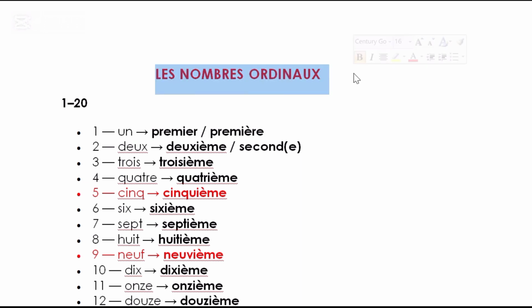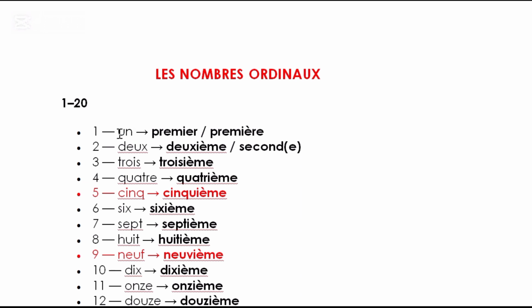Remember, ordinal numbers are like first, second, third, fourth, fifth, sixth, etc. And also remember, we have already looked at cardinal numbers in French. Cardinal numbers are numbers 1, 2, 3, 4, 5. Ordinal numbers: first, second, third, fourth. So now we are looking at les nombres ordinaux. We derive ordinal numbers from cardinal numbers.